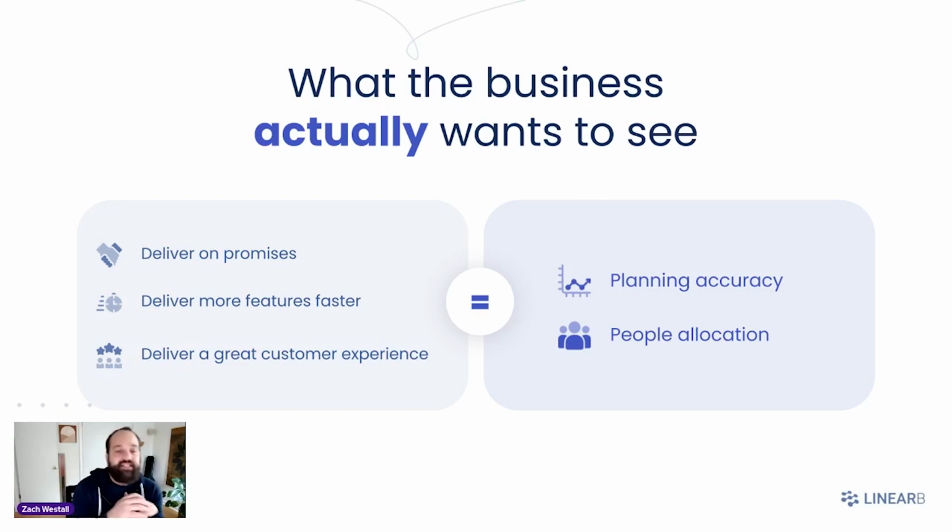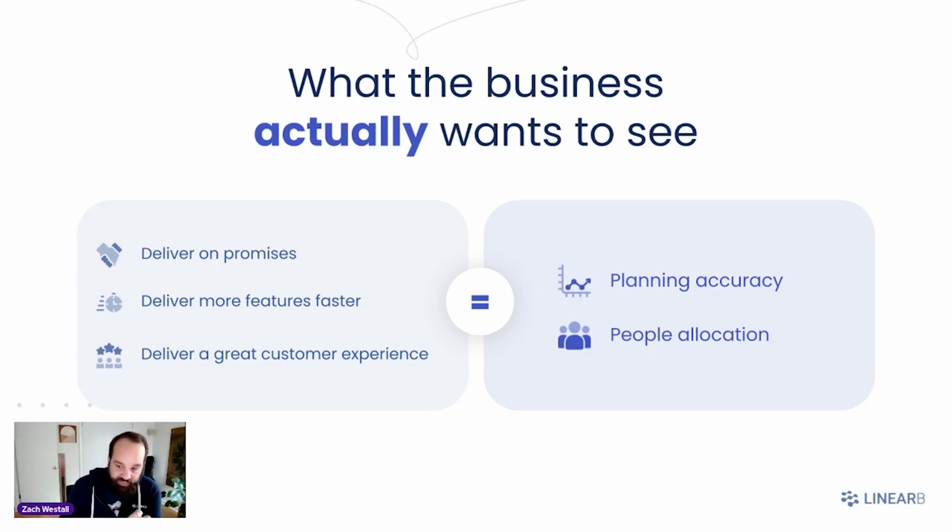So again, the business actually wants to see a few things from engineering. They want to see you deliver on promises, deliver more features, and deliver a great customer experience. These metrics are planning accuracy and people allocation. These are hard metrics that you can look at right now, especially in LinearB. But this is what the business wants to see from engineering.